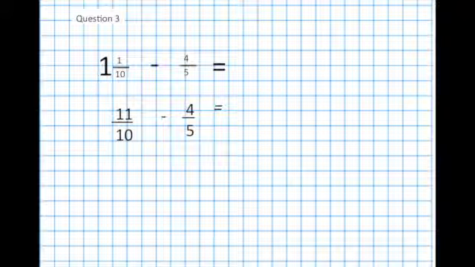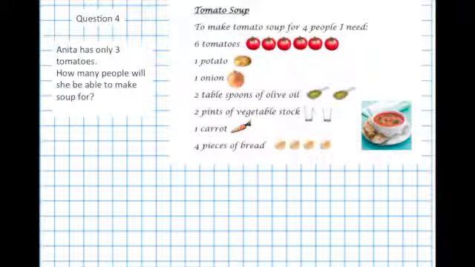Now we can do a subtraction. The denominators are different, so the first thing we need to do is find a common denominator, and obviously it's going to be 10. We've had to times the bottom by 2 to get 10, so we times the top, and we end up with 11 tenths take away 8 tenths, which is of course 3 tenths. We can't simplify it, so we'll move on to question 4.